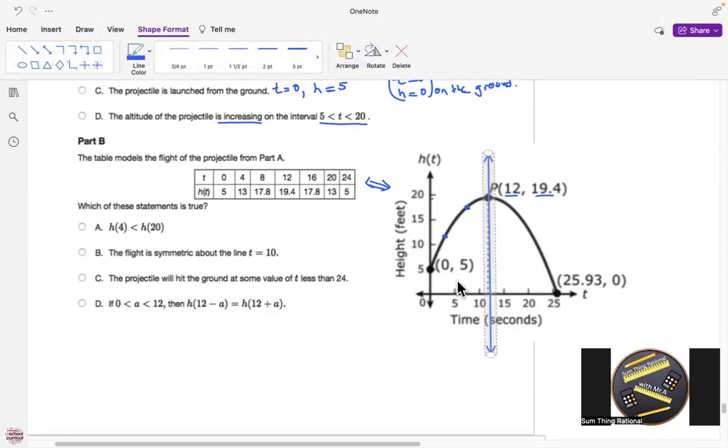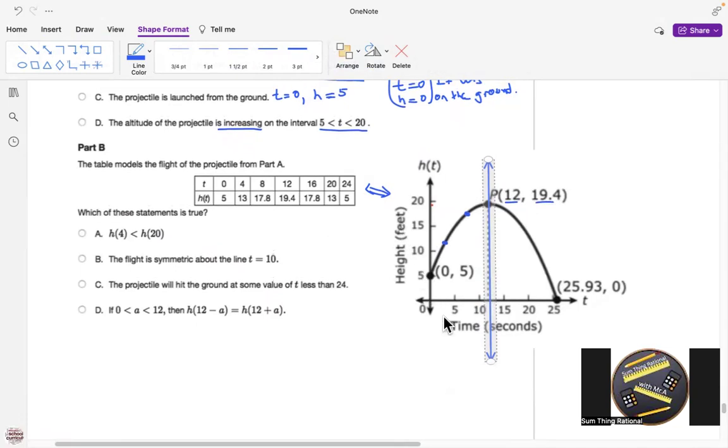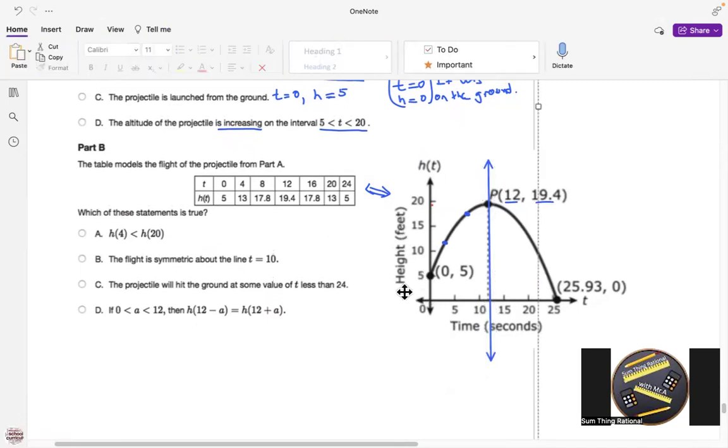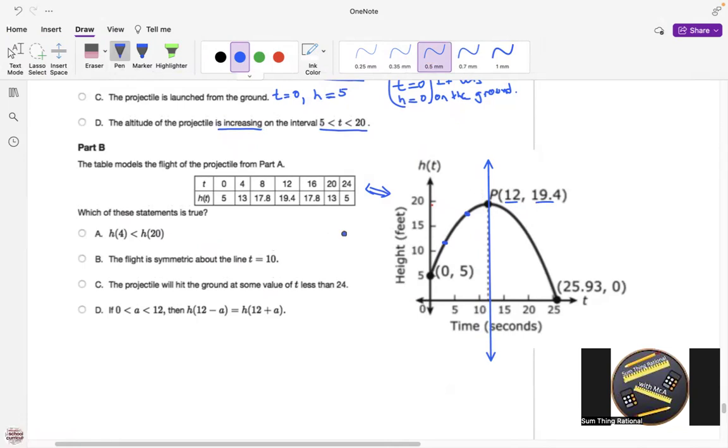Axis of symmetry line here. Since T is equal to 12, we can write it down here. T is equal to 12 is the axis of symmetry, okay? Because of that, 16 is 4 bigger than 12, and 8 is 4 less than 12. The values at 16 and 8 are the same.